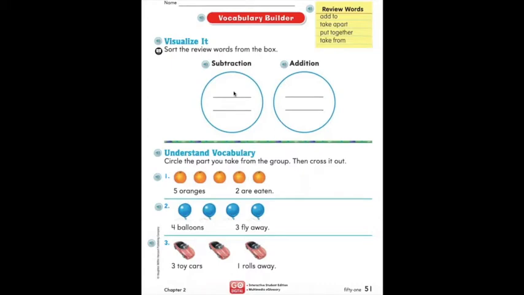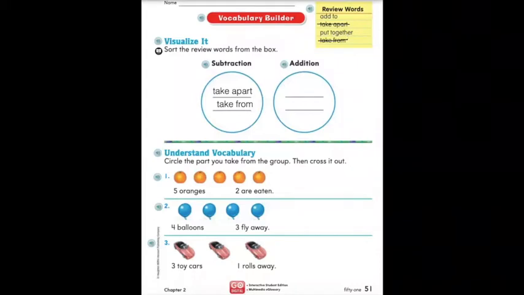For subtraction, I noticed that the words take apart mean that we are going to be subtracting. So let's add the words take apart in our subtraction circle. So let's write that on our line here, and then we can cross it off our list. Next, another phrase that I see that matches with subtraction is take from. So let's also write take from in that circle because it matches with subtraction.